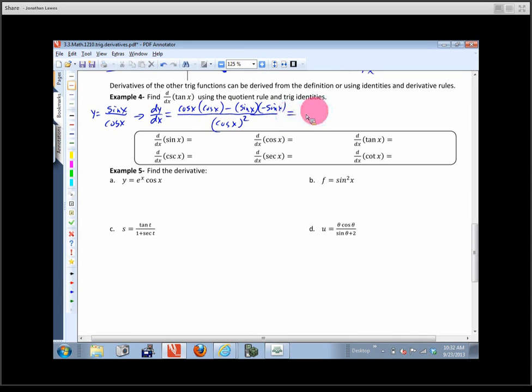So then I take a look at this and I start cleaning this up. Well, cosine of x times cosine of x is cosine squared x. Negative sine x times negative sine x, I've got two negatives, so that's a positive. So this is going to be sine squared x. And the bottom is cosine squared x. Now, because I'm really good at algebra, I'm going to cancel that cosine squared with that cosine squared.